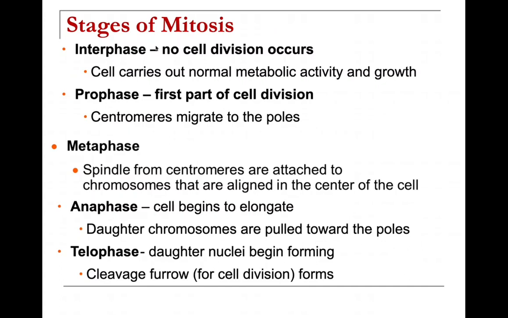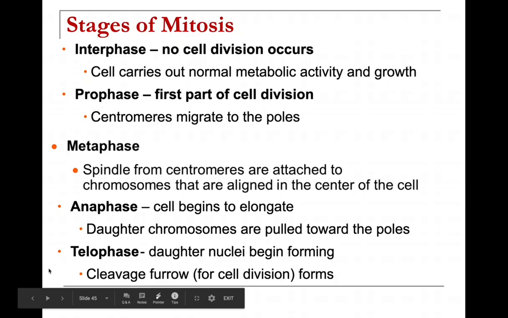So remember, interphase is that non-dividing phase. It's doing its normal metabolic activity. Prophase is going to be the first part of cell division. Here, your centromeres are going to migrate to the poles. During metaphase, you're going to have the spindle form the centromeres, and those will be attached to the chromosomes that are aligned along the center of the cell. In anaphase, the cell is going to begin to elongate. Those daughter chromosomes get pulled towards the poles, and in telophase, your daughter nuclei begin forming. So here you'll usually see the cleavage furrow for cell division. Exactly when you do cytokinesis can vary cell to cell.